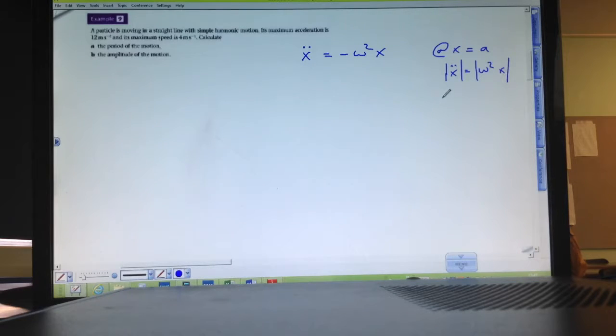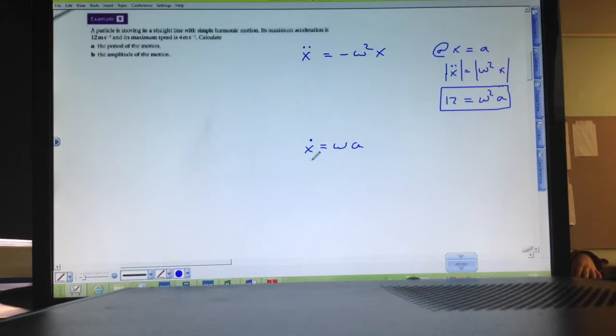So therefore I can say that 12 is equal to omega squared A. And I'll come back to that in a second, because we're going to use the second bit now, which says the maximum speed. And the formula we're going to use is x dot is equal to omega A.